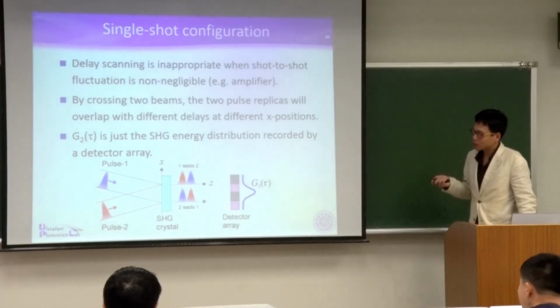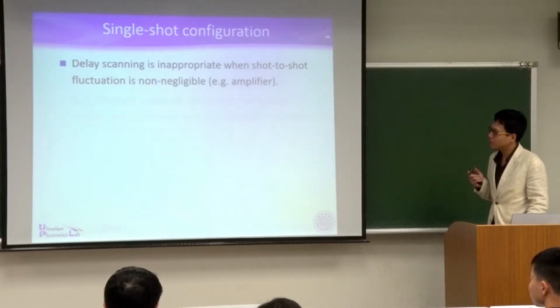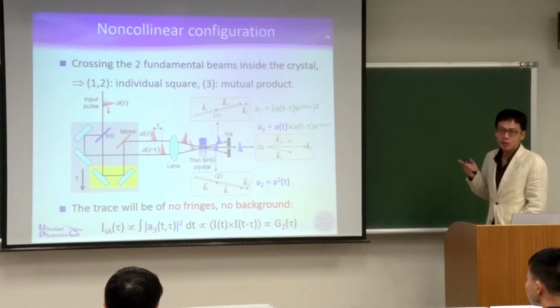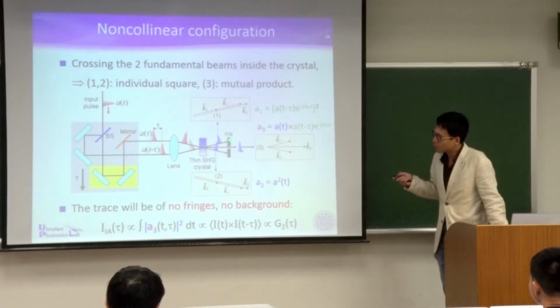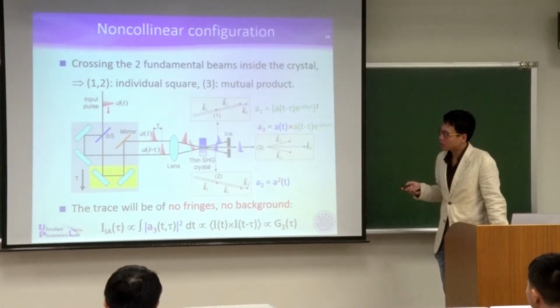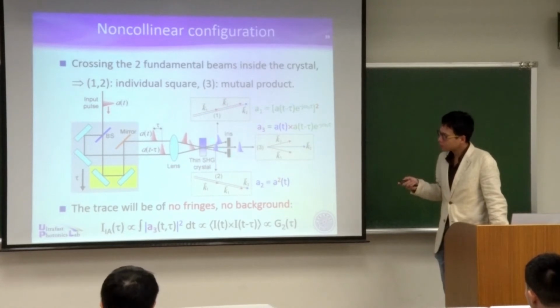Okay. But if you observe this picture, you might have some question about the previous page, because here we use the non-collinear geometry as well, right? So what would be the problem of this picture? You use a non-collinear architecture, but this is actually multi-shot. This is not single shot. This is a multi-shot intensity autocorrelation measurement. What problem do you find with this architecture?